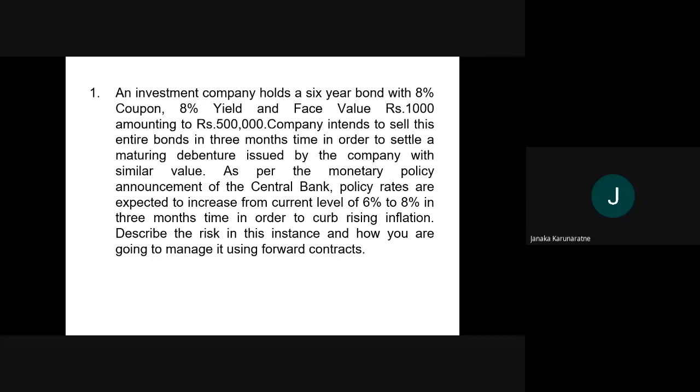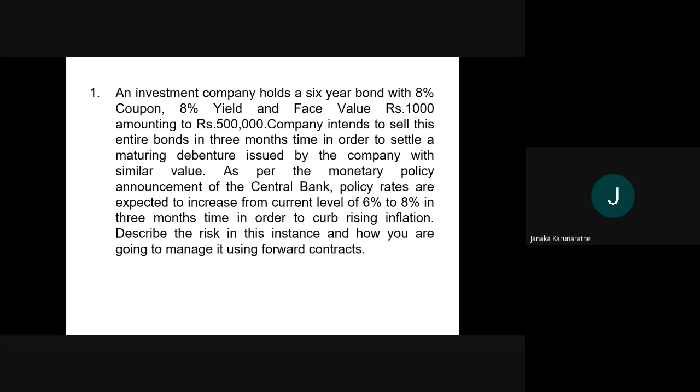Yeah. So now your objective is you have an 8% coupon bond, the current value is rupees 500,000, and you want to sell it in 3 months' time. So if the interest rate goes up from the current levels, your value of the bond portfolio will come down below 500,000. So you can't realize the entire amount.